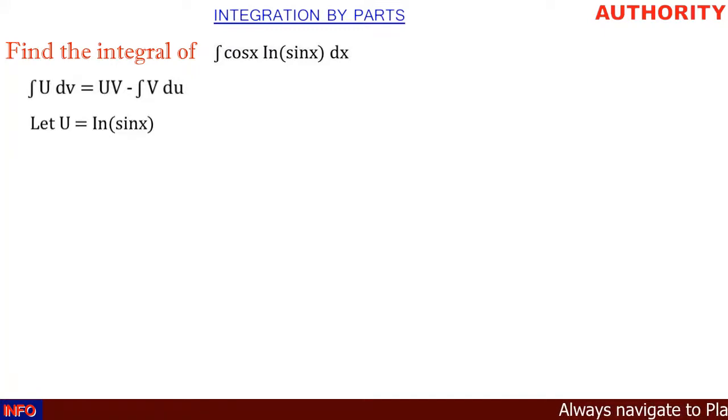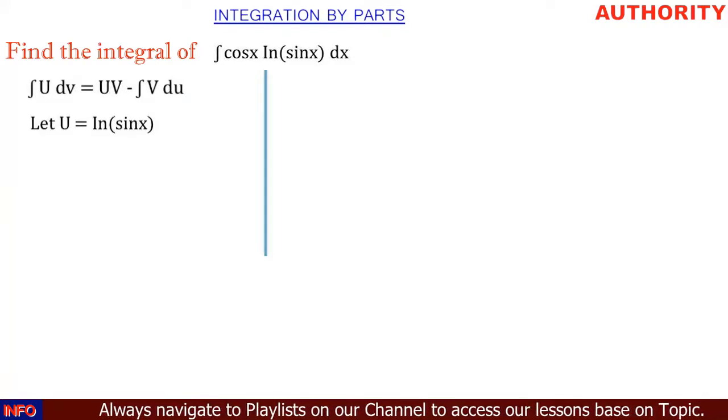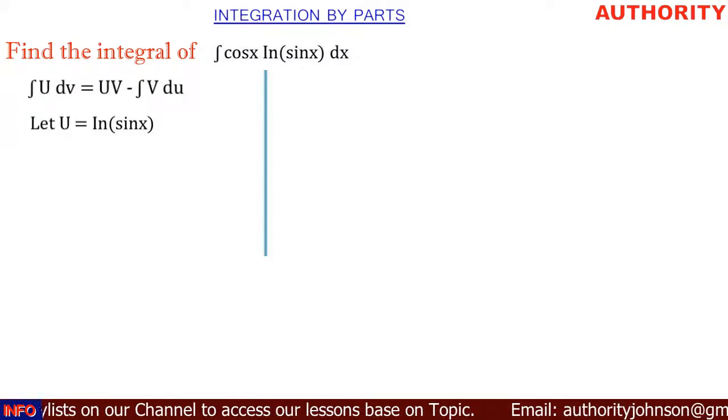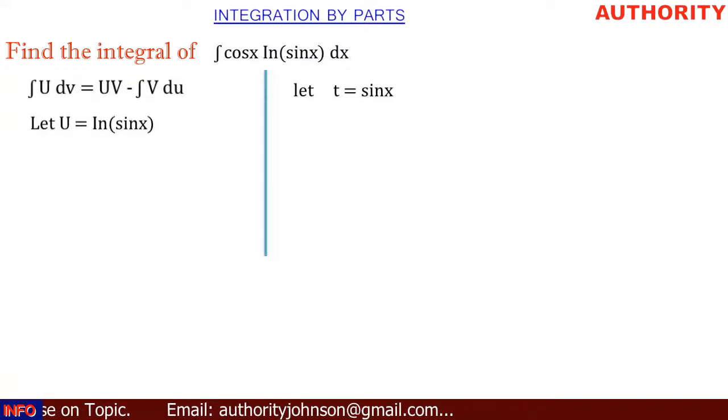Here, I want us to differentiate this u with respect to x. But before we differentiate this, we are going to apply the chain rule in differentiation. So we're going to say let sin x equal to t. If we choose sin x to be t, that means in our function u, we are going to have u is equal to ln t. Is that true? Yes.